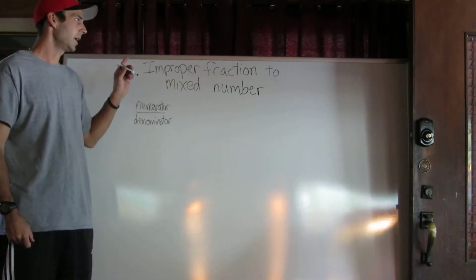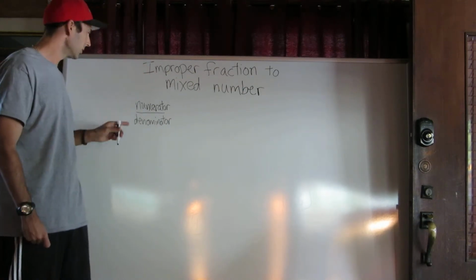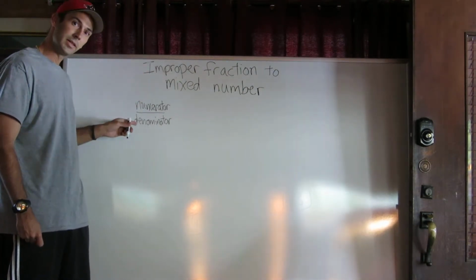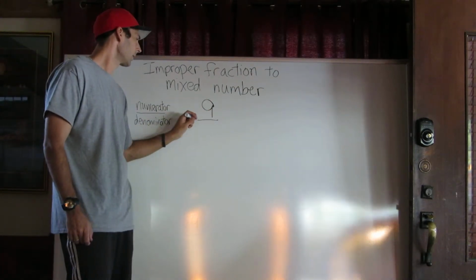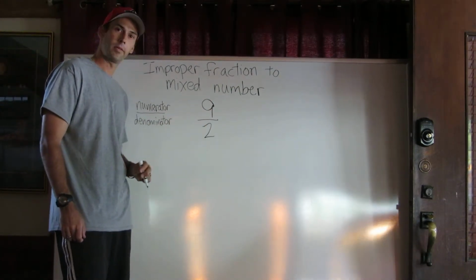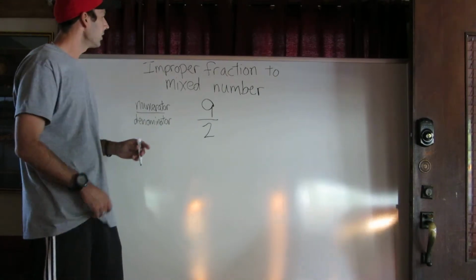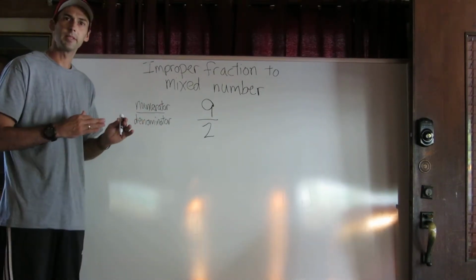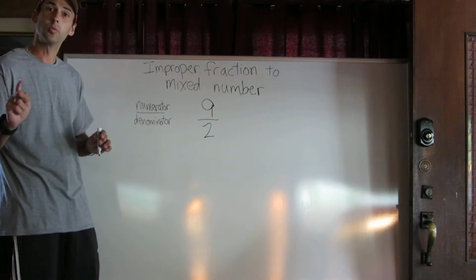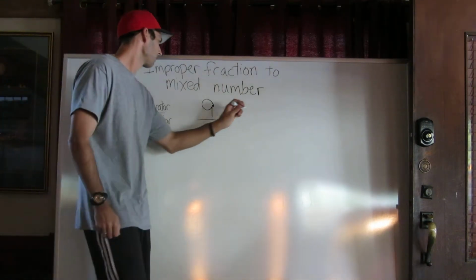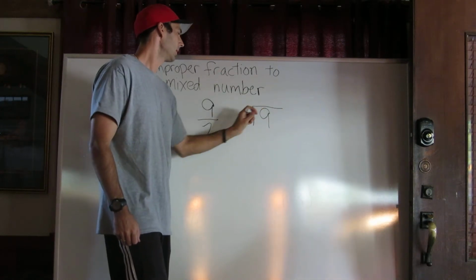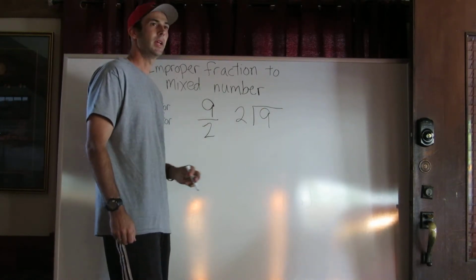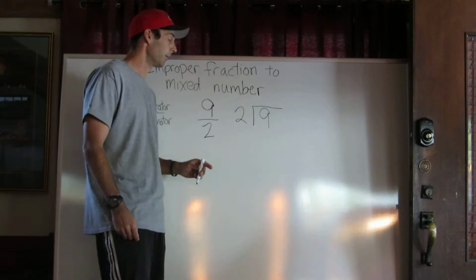Alright, so again, an improper fraction is a fraction with a larger numerator than its denominator. So, let's try one out. 9 halves. In order to change an improper fraction to a mixed number, all you need to do is one step: divide. Numerator on the inside, denominator on the outside. And every time it's just one step.